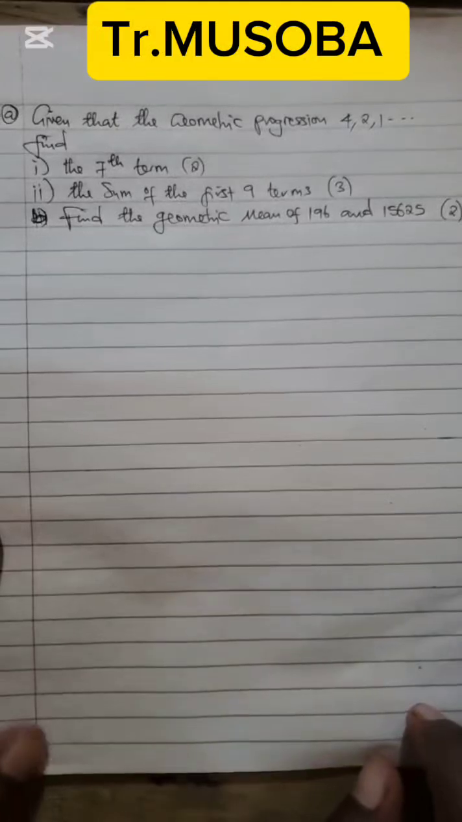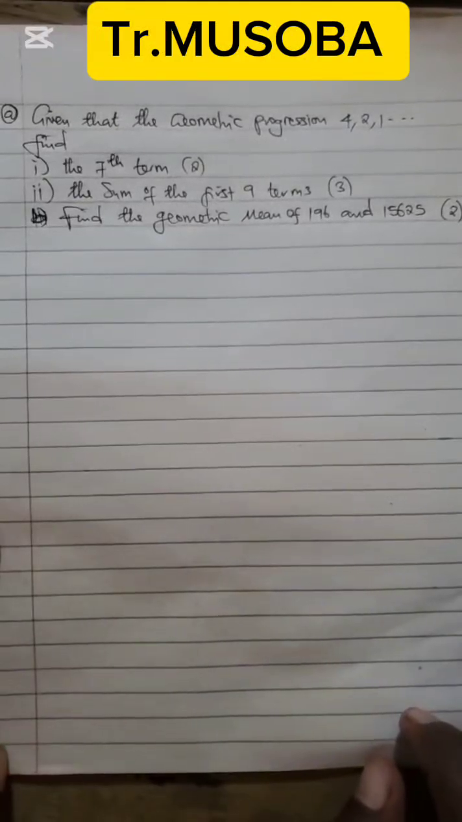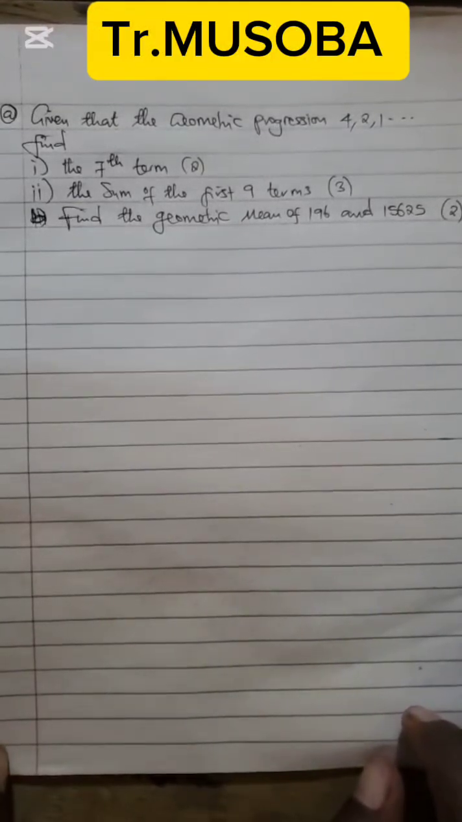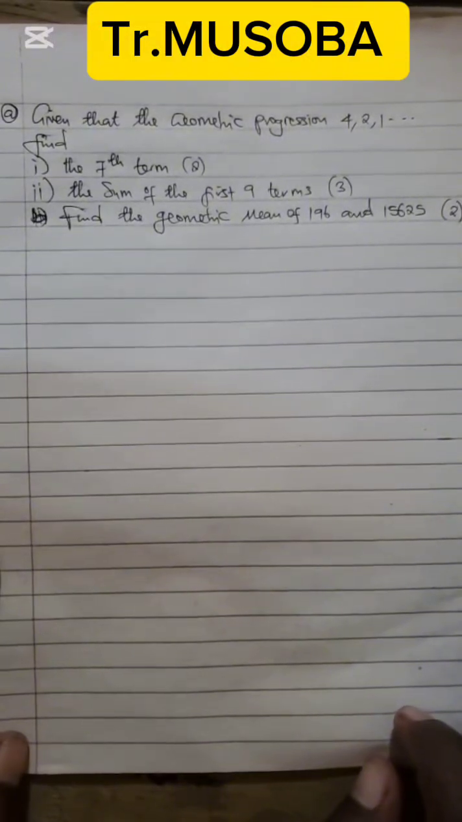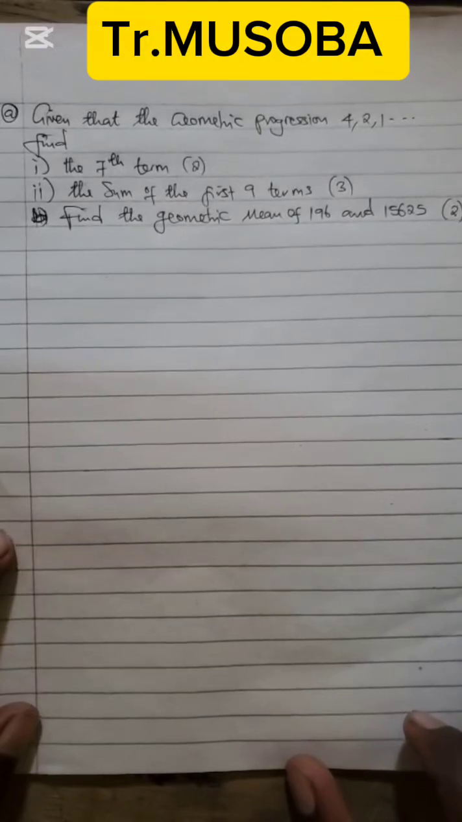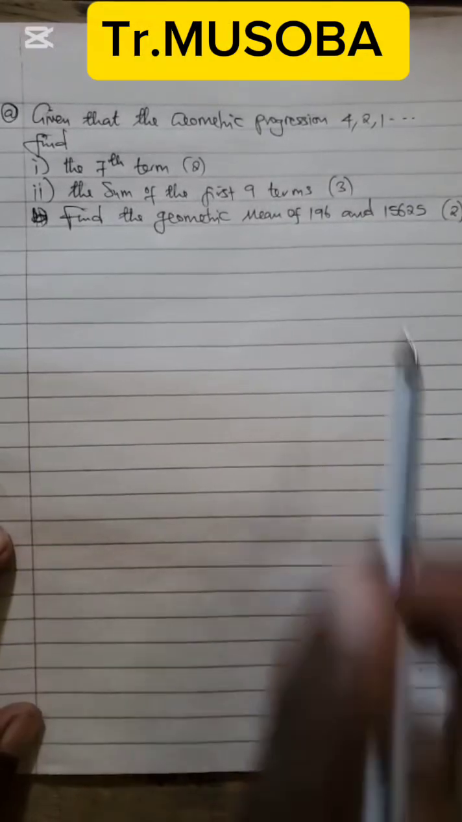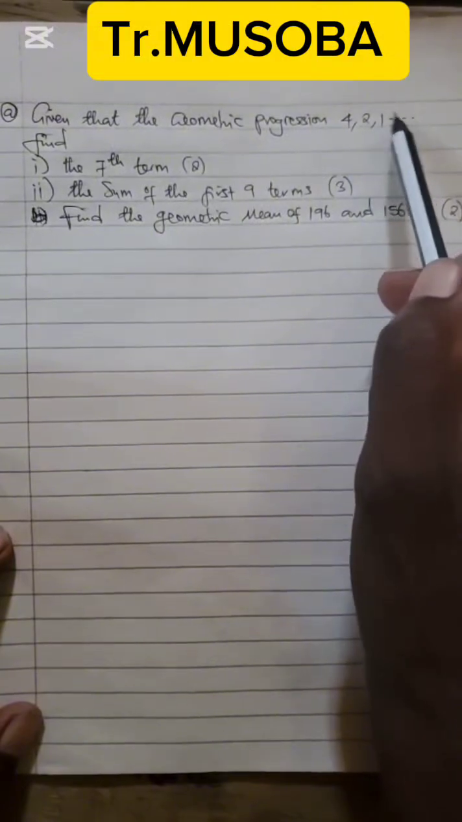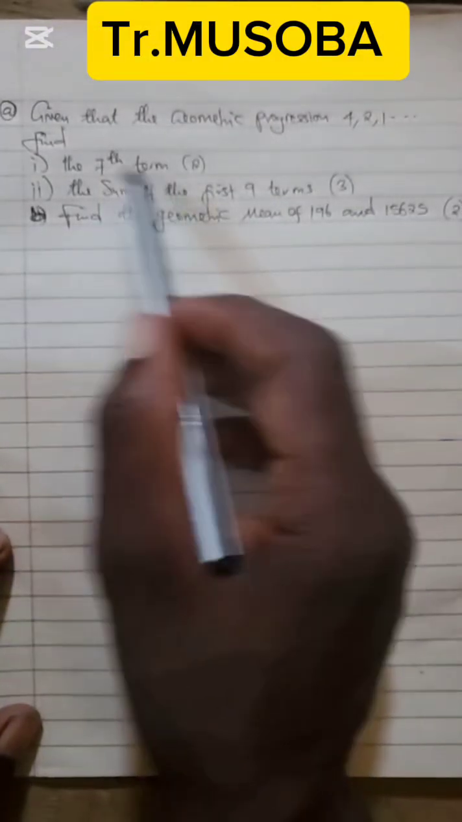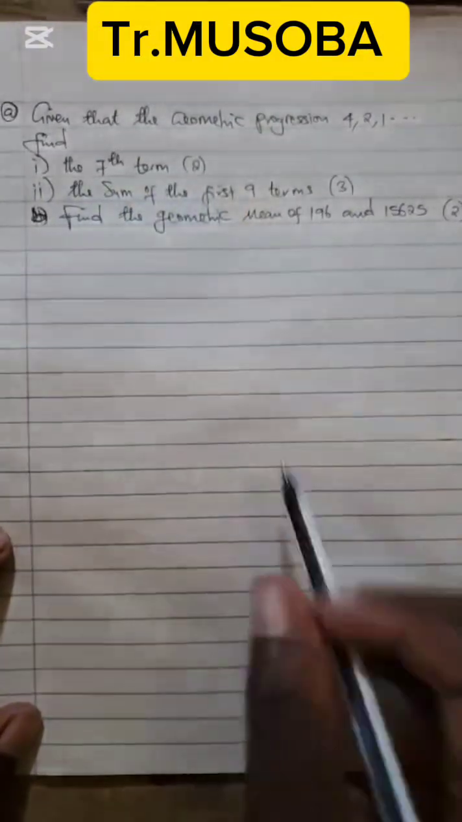Today we have a question. It is under geometric progression in paper 2, and this question carries a good number of marks, 7 marks. It is given that the geometric progression we have is 4, 2 and 1, so these are the sequence. Find the seventh term, and you get 2 marks.